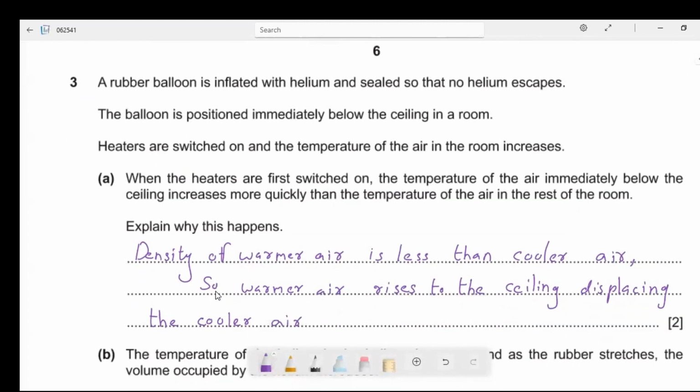Question number 3. A rubber balloon is inflated with helium and sealed so that no helium escapes. So a rubber balloon will be there. Inside, helium is there. It is a sealed balloon. The balloon is positioned below the ceiling in a room.